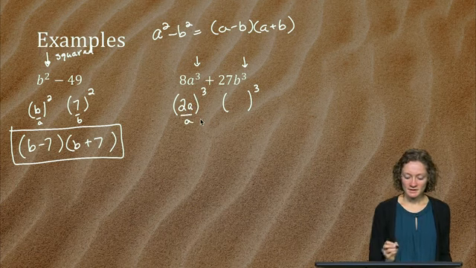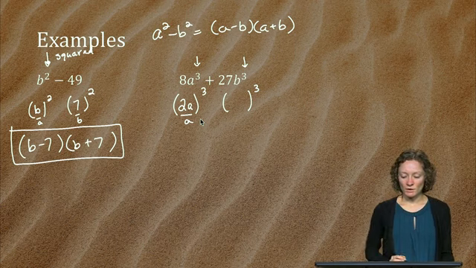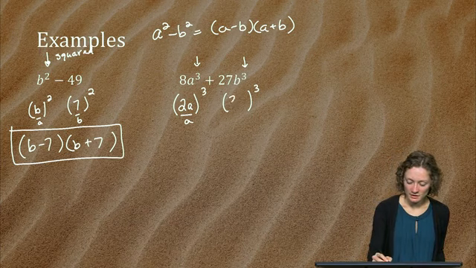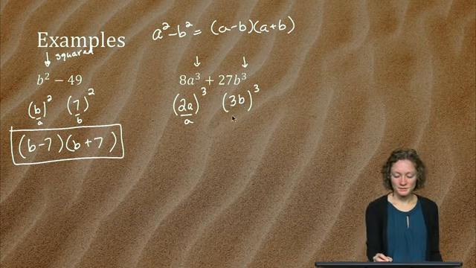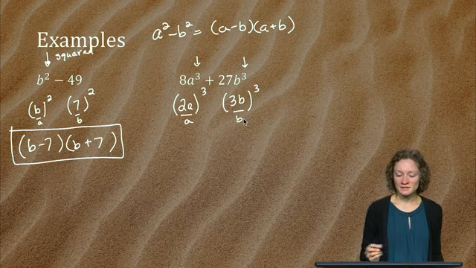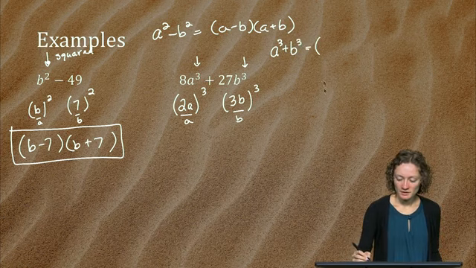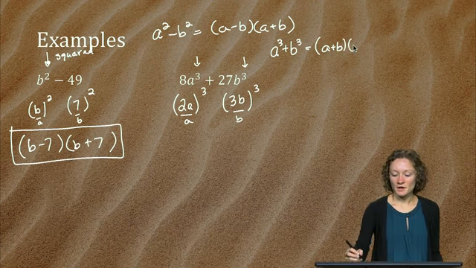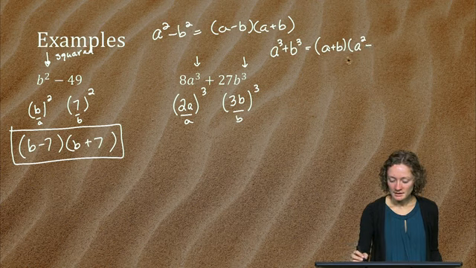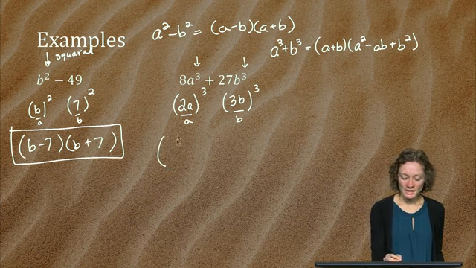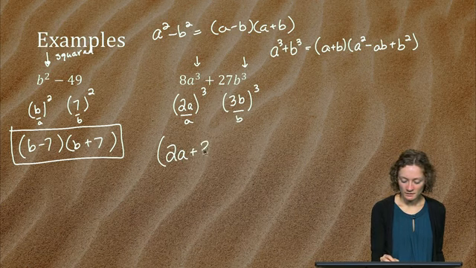So this is our base. That's the a. For the second one, we need the number cubed that would give us 27. That number is 3. And b. So this is our b. And then we plug this into the formula. I'm going to write the formula. So remember, to know this formula, it's plus, so it starts out with plus, a plus b. Then the variables are always the same, a squared minus, because we had plus, ab plus b squared. So fill this into the formula. A plus b. Our a is 2a, our b, 3b.